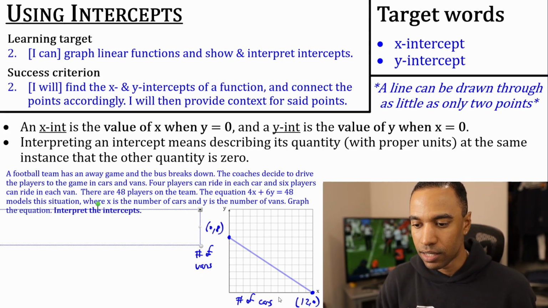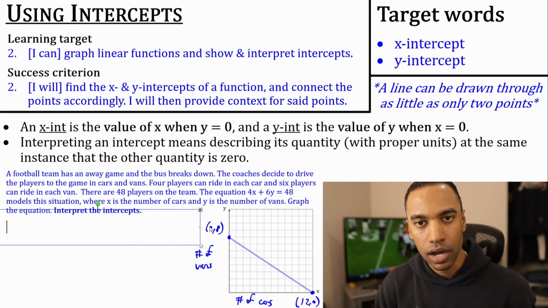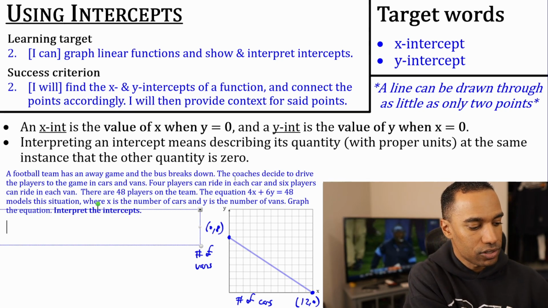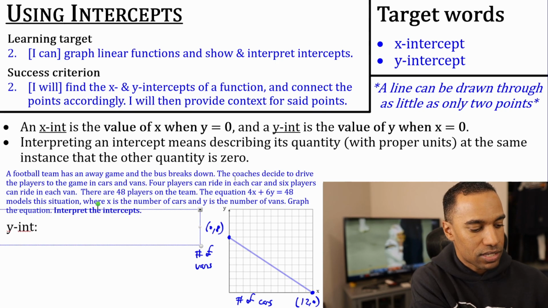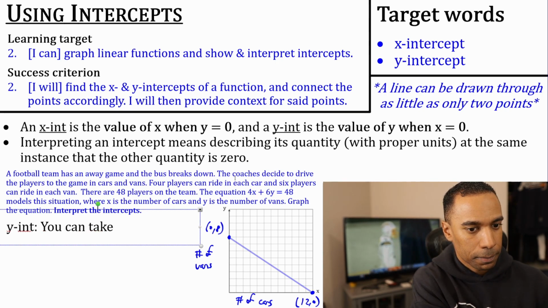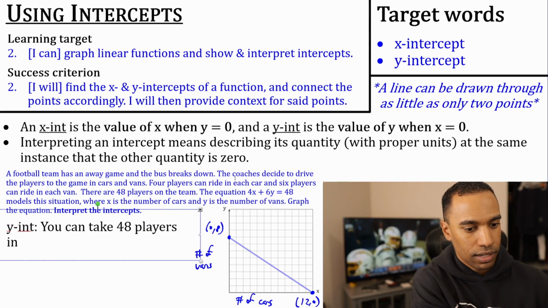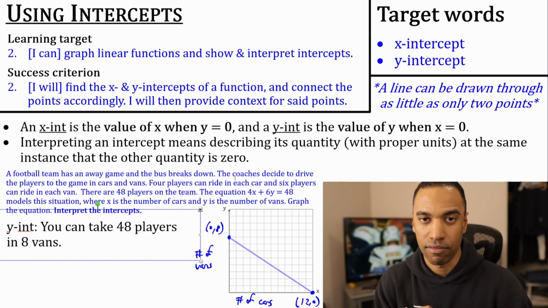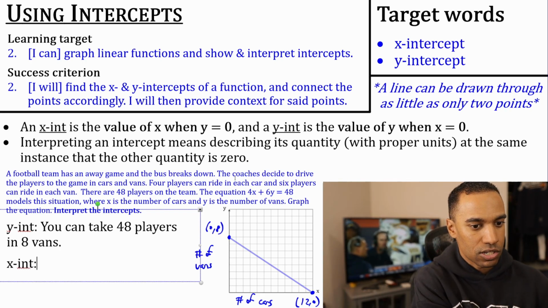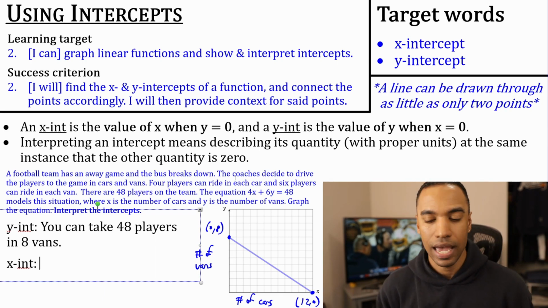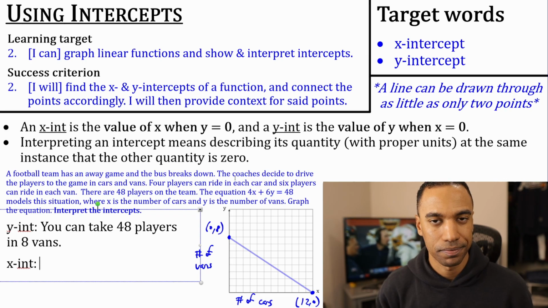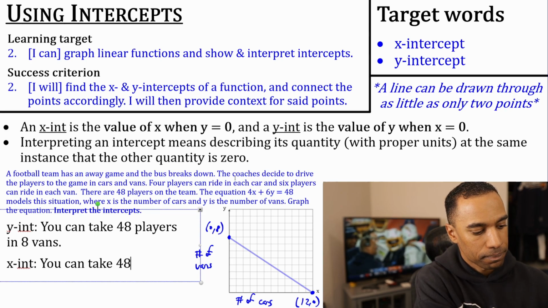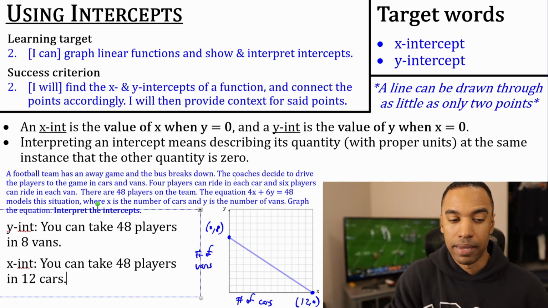For 0, 8, X is number of cars, 0 cars. Y is number of vans, 8 vans. That means for the y-intercept, the interpretation is that you can take all 48 players in 8 vans, meaning no cars. The x-intercept, however, is a different story. The x-intercept states you take no vans and you take how many cars? 12. Take 12 cars, or you can take 48 players in 12 cars, meaning no vans.